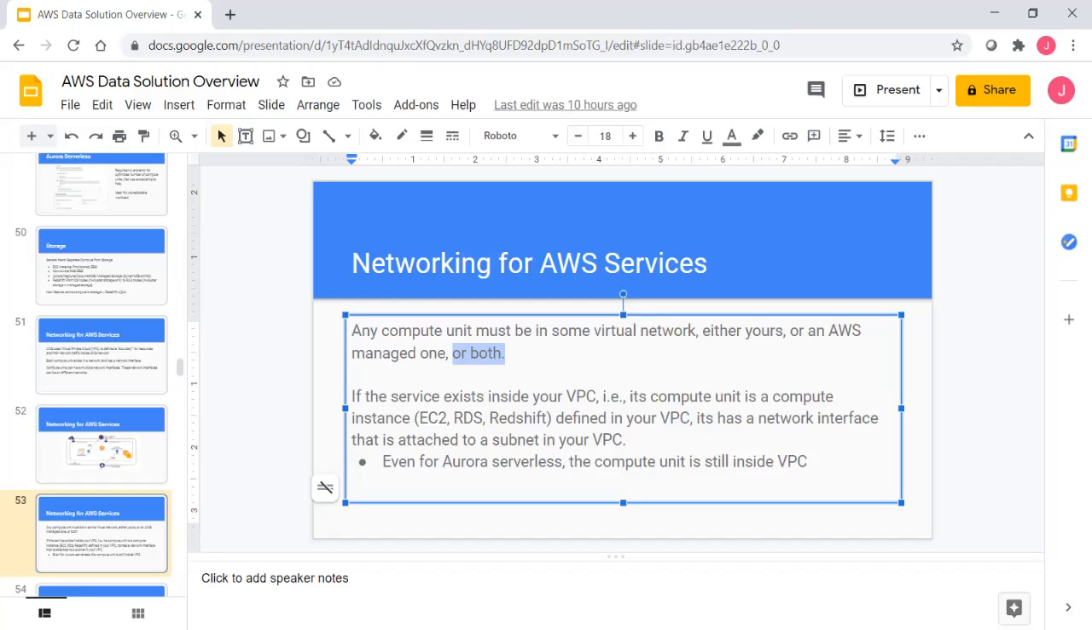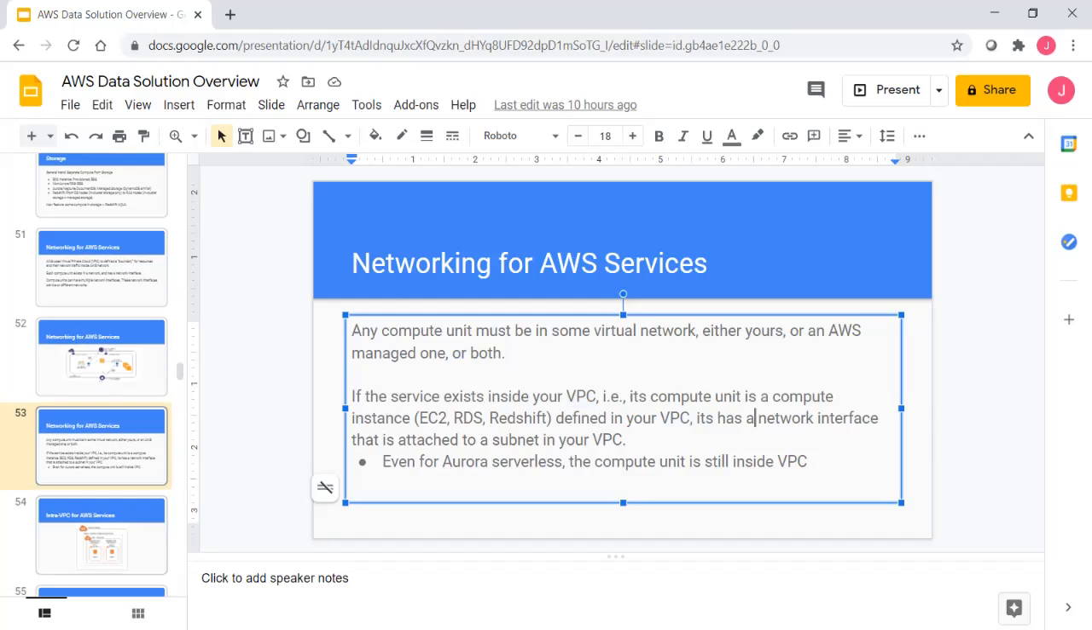If the service exists inside your VPC, which means its compute unit is a compute instance defined in your VPC, it has a network interface that is attached to a subnet in your VPC. And this is true even for Aurora Serverless. You may think it's serverless, but still there are some servers in some compute unit existing in the system. And this compute unit must reside in the VPC. Don't let the name serverless fool you. It's serverless, but it's not network interfaceless.